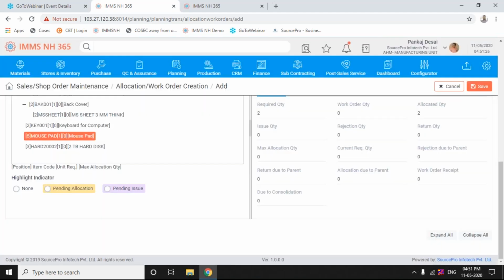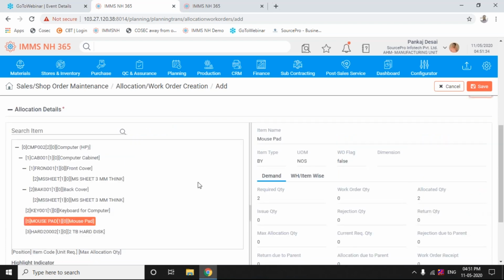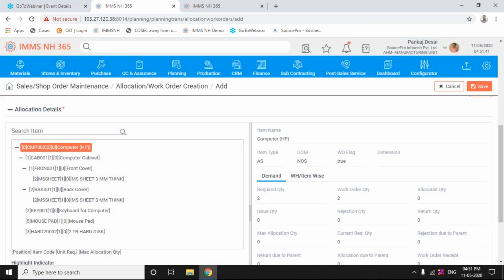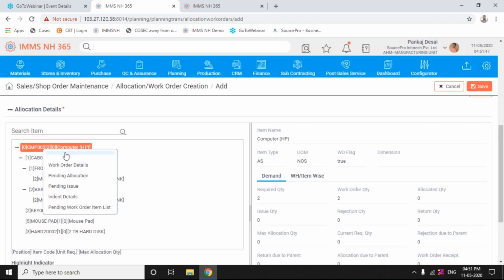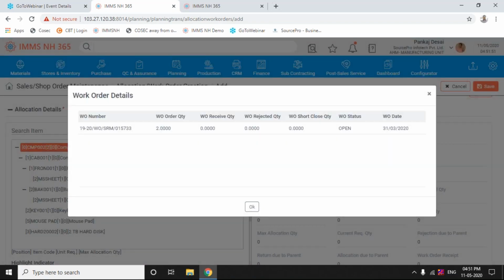No, you will have to select an item which is MK item. Cabinet, you can select cabinet or back cover. Okay, as you can see on your screen, it has already created the work order.